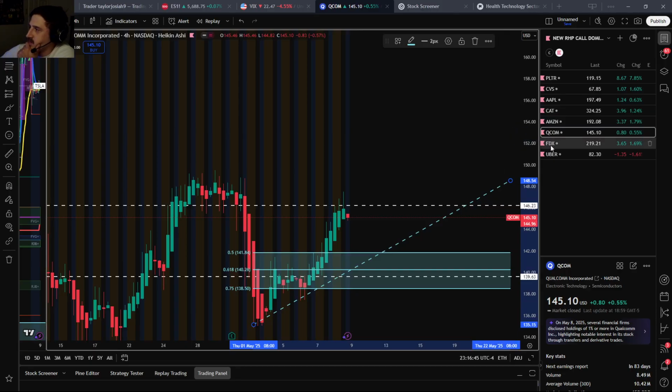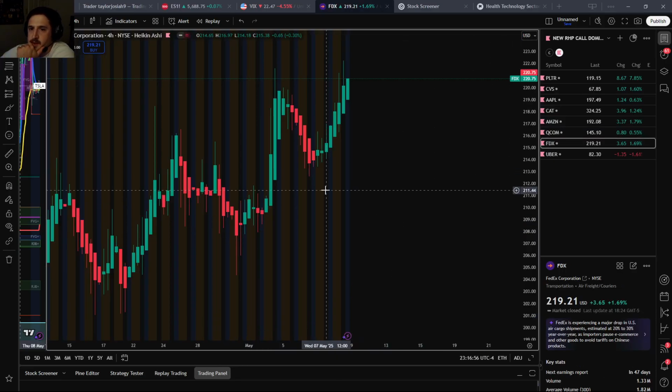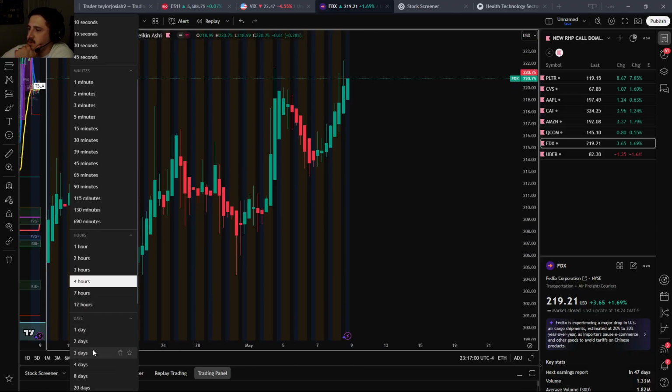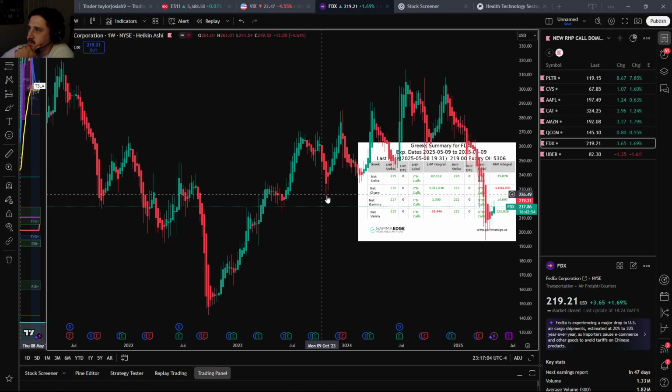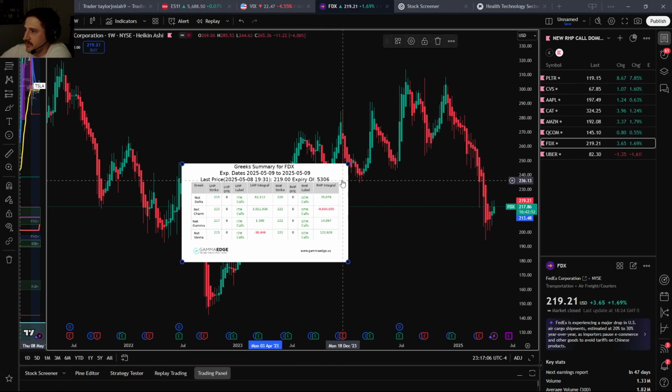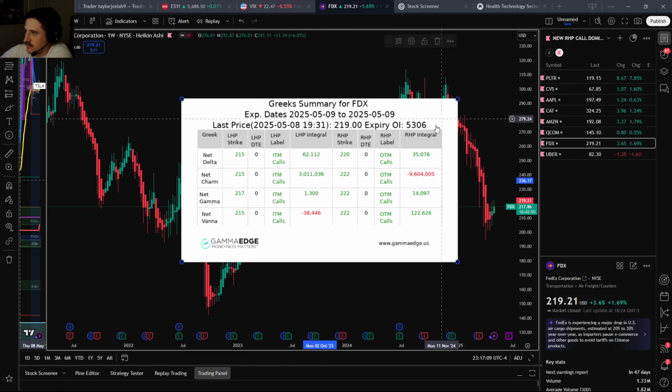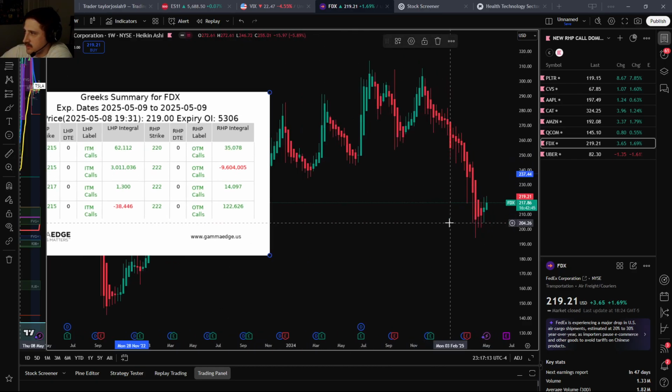And then next one is FedEx. So keep in mind, as long as we're above 139.50, target 146 on QCOM. All right. Okay, so FedEx is really bullish: in the money calls, a concentrated strike below us, and out of the money calls at 220.